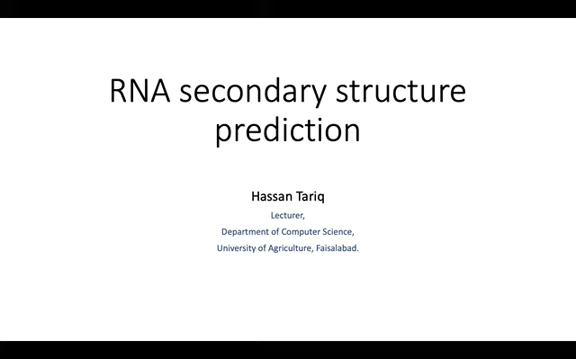So basically, there are many important keywords in this particular topic. First one is RNA, second is structure, and then the prediction. As we move forward through our lecture, we will see what each of these means and what the combined objective of doing all this is.